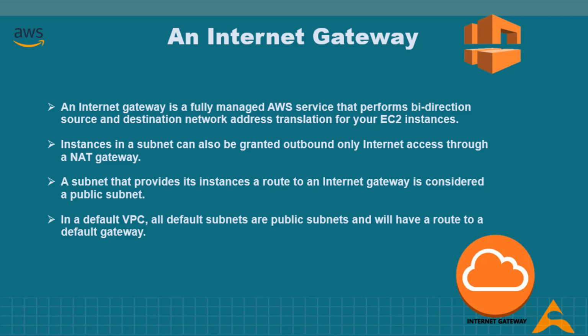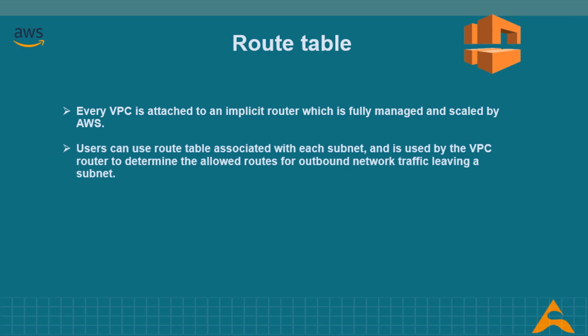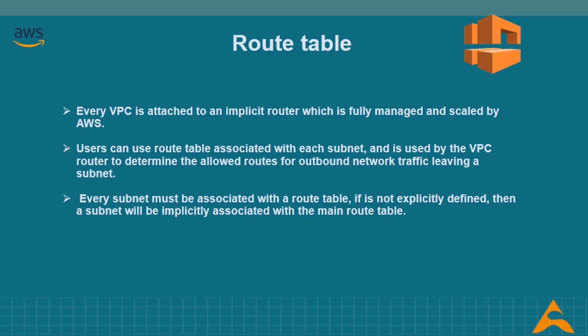Moving further to route tables, you will be able to understand much better when we do the lab session. Every VPC is attached to an implicit router. This router is not visible to the user but is fully managed and scaled by AWS. What is visible is the route table associated with each subnet, which is used by the VPC router to determine the allowed routes for outbound network traffic leaving a subnet. Every route table contains a default local route to facilitate communication between instances in the same VPC, even across subnets. This intra-VPC local route is implied and cannot be changed.